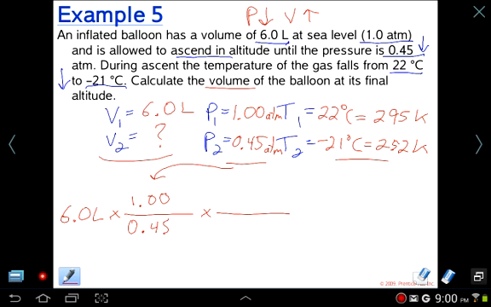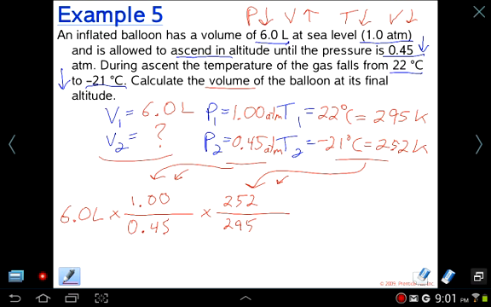And next, our temperatures will affect it in this ratio. Looks like our temperature is also going down. Based on Charles' law, if the temperature goes down, the volume will also go down. So to make the volume go down, we must put the small number on top. So we'll put 252 on top and 295 on the bottom. Effectively, the pressure component is pulling the volume up, and the temperature component is pulling the volume down.